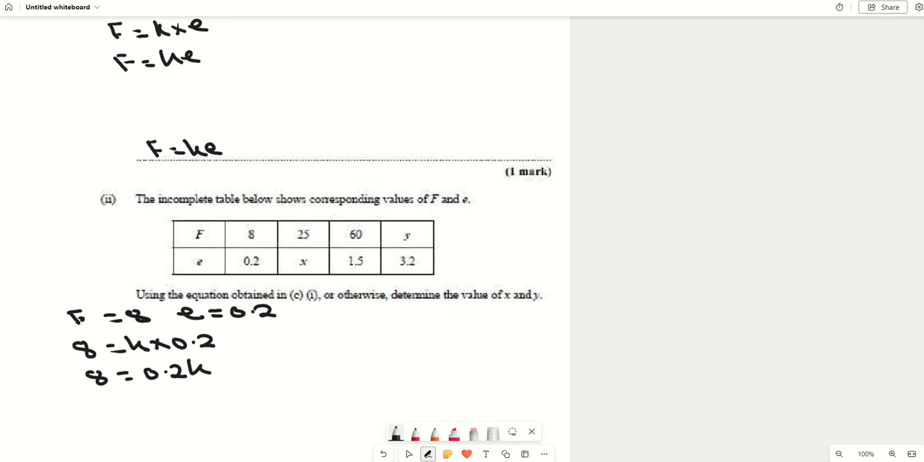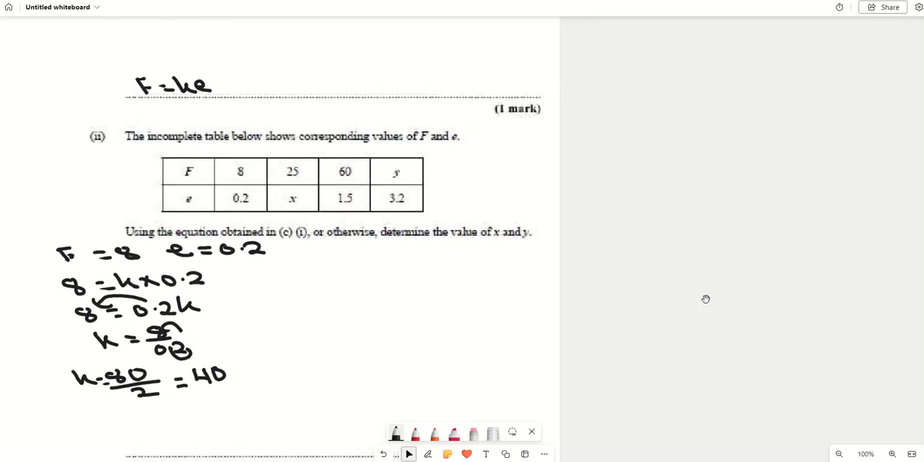We're going to make K the subject. You're going to carry across 0.2 over the equal sign, right? So K is equal to 8 divided by 0.2. I shifted the point here, making the divisor a whole number, so it's going to be 80 divided by 2, which is equal to 40. So our constant K is the same throughout. Once you find the value of K, it is the same. So we know K is equal to 40.